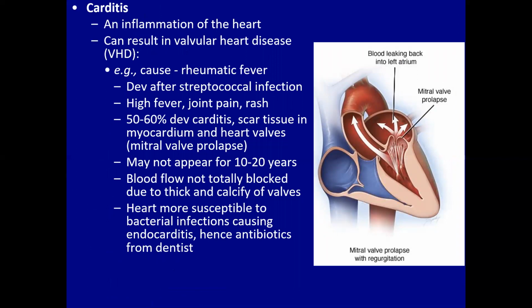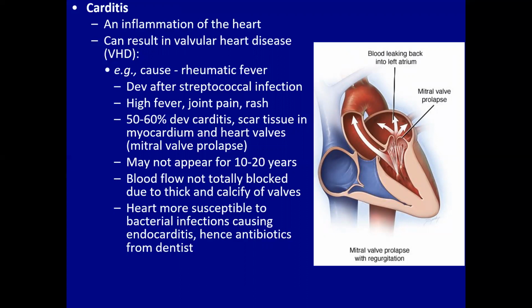If a person has carditis, it is an inflammation of the heart. If a person has carditis, they can get something called VHD, which is valvular heart disease. A way a person can get that is by having rheumatic fever. People still get rheumatic fever, but it is not as common because if a person has a strep infection, then they often go on antibiotics and it keeps them from getting the rheumatic fever. It can still happen though. When a person has rheumatic fever, they will have a high fever and joint pain and a very specific rash.